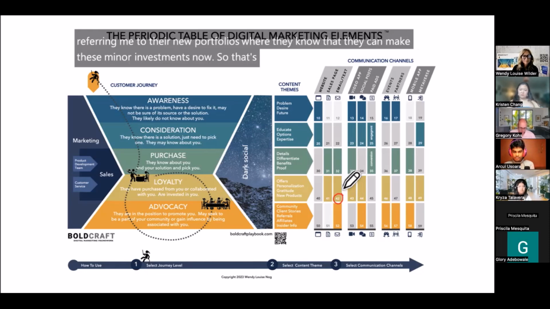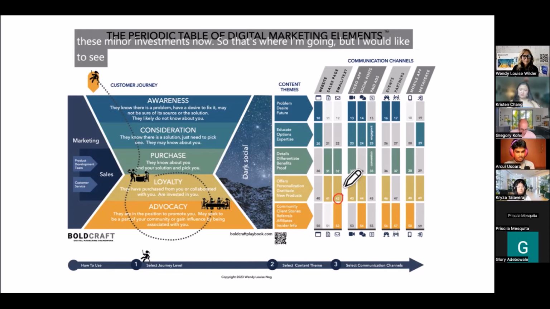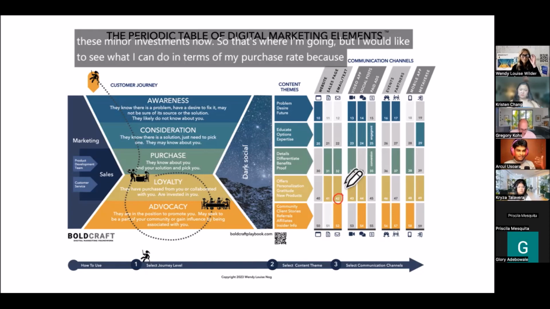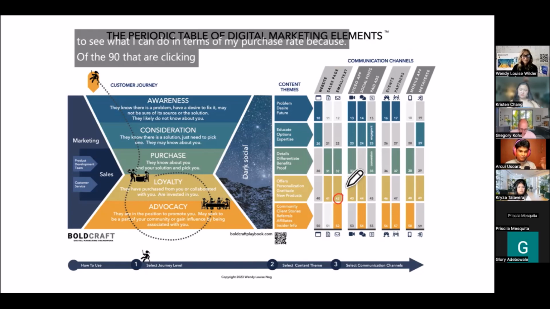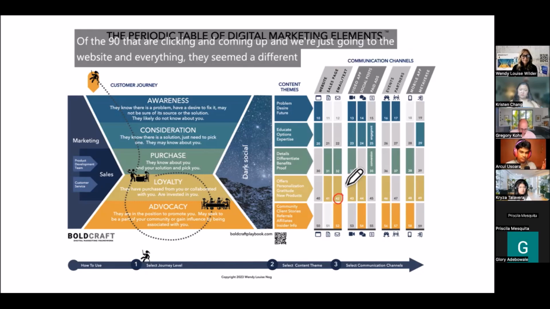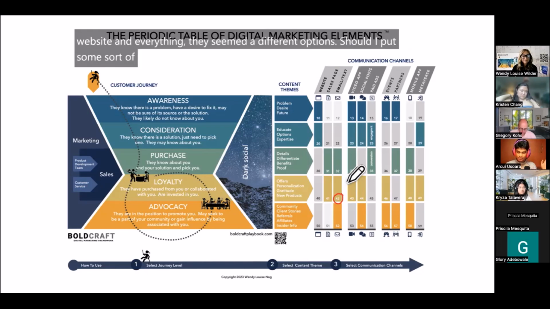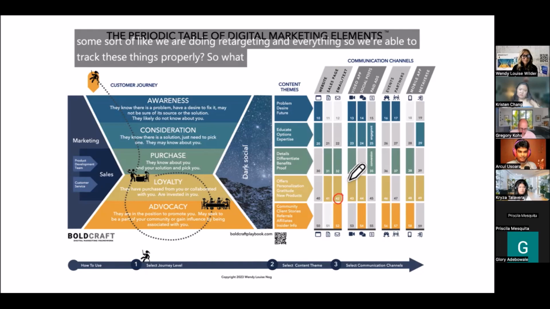But I would like to see what I can do in terms of my purchase rate, because of the 90 that are clicking and going to the website, they're seeing the different options. We are doing retargeting and everything, so we're able to track these things properly. So what should I do in terms of getting them on that call?